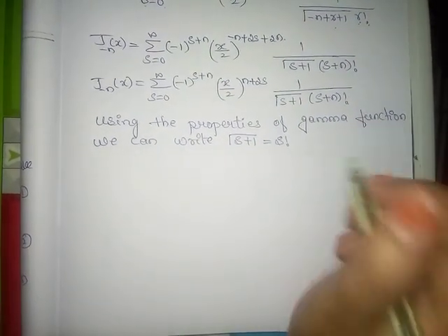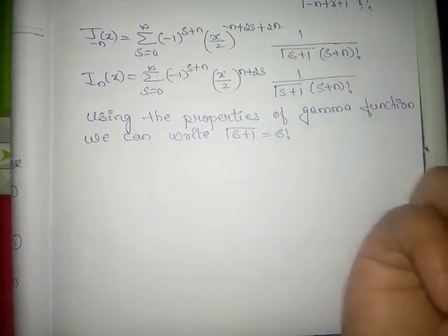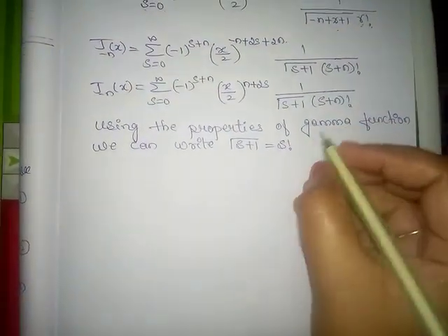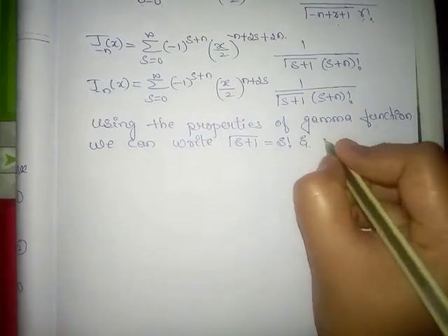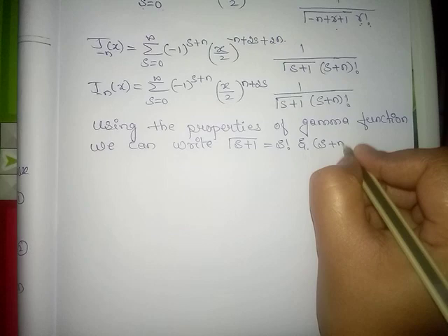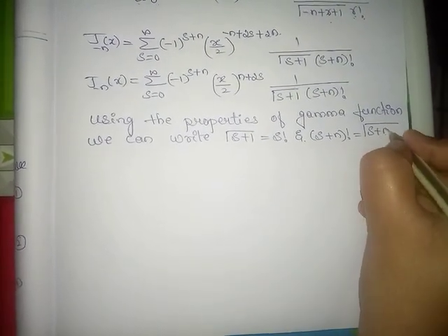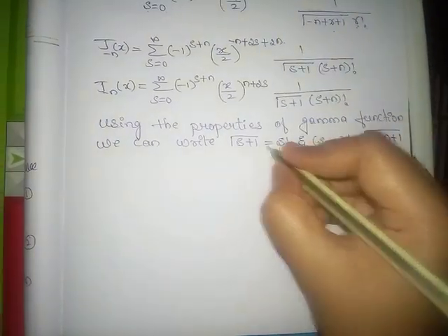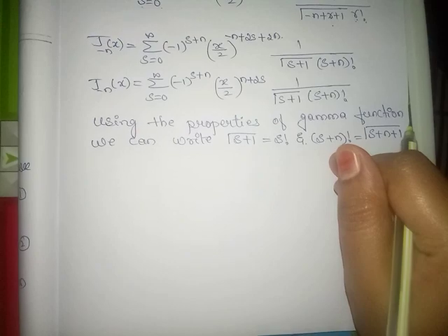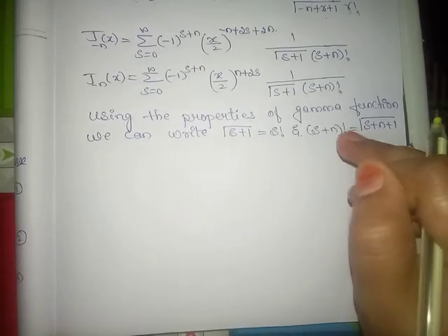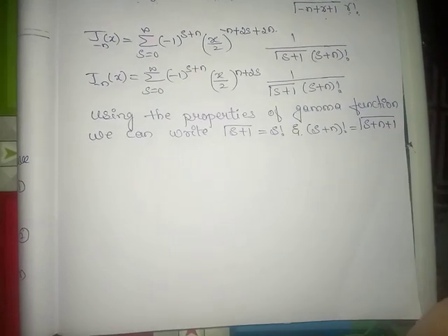Because n factorial is written as gamma of n plus 1, so gamma of s plus 1 can be written as s factorial. And the reverse of this one, s plus n factorial, can be written as what? Gamma of s plus n plus 1. Exactly the reverse of this one. Here the difference is we have s plus n factorial. In place of s plus n, write s plus n plus 1.